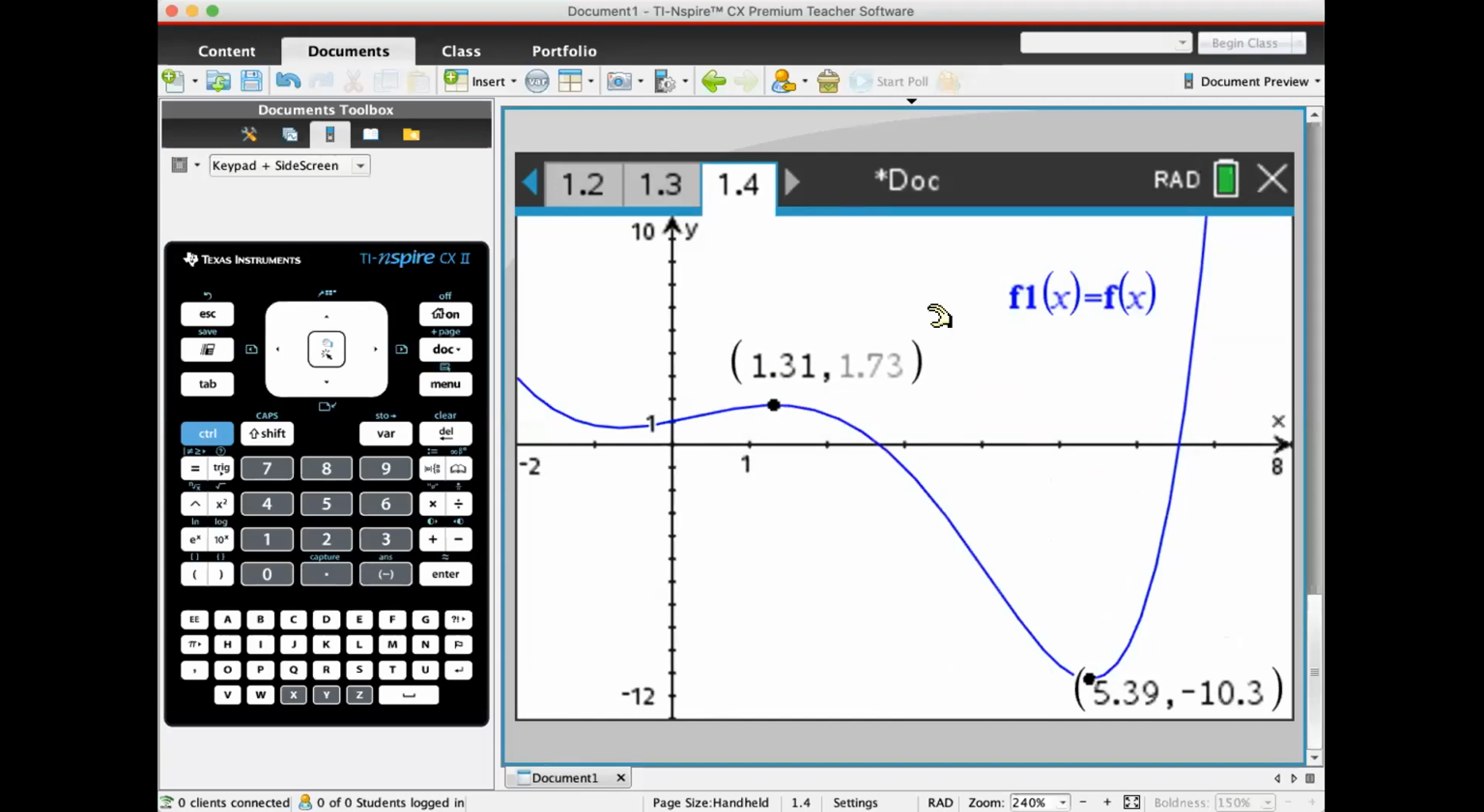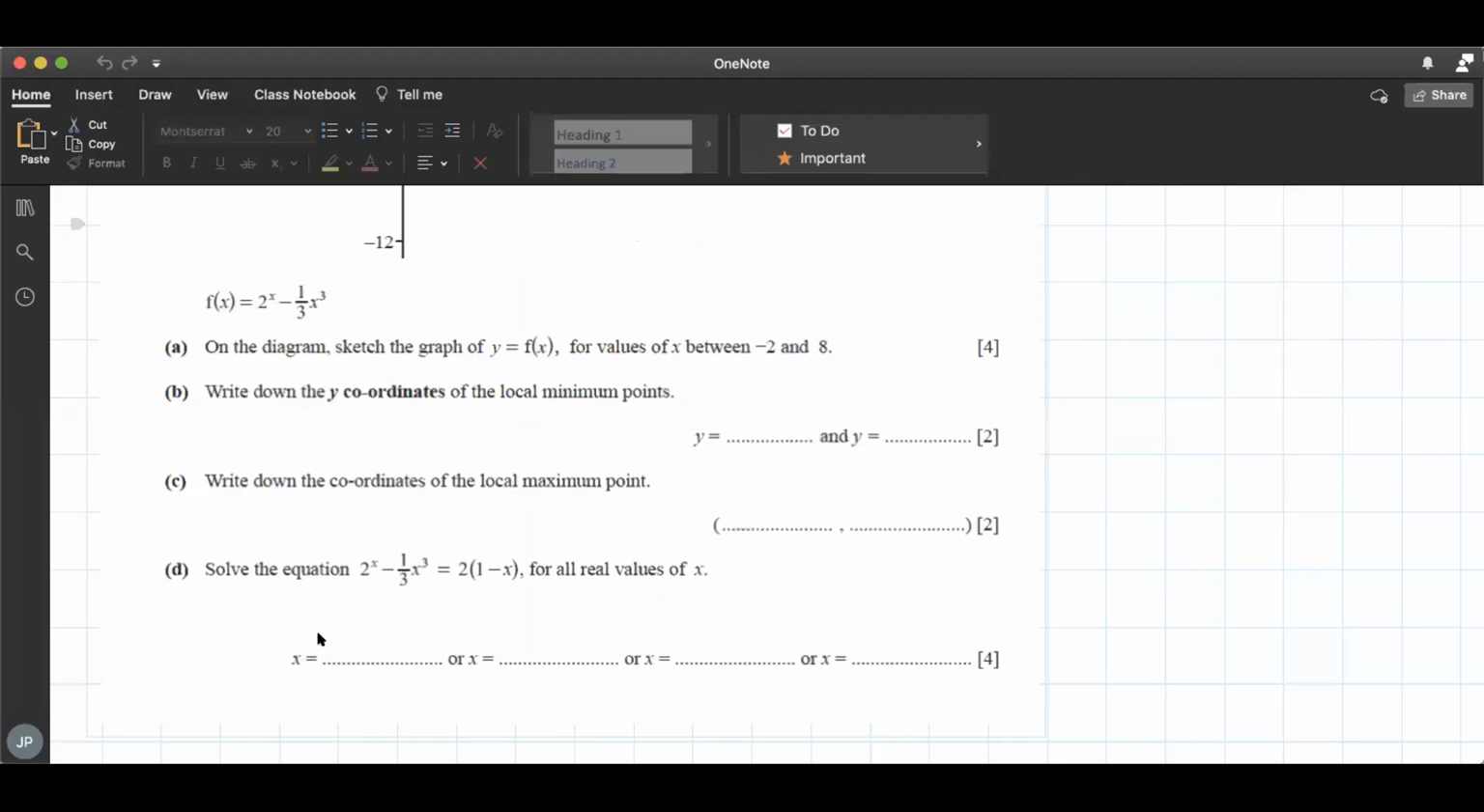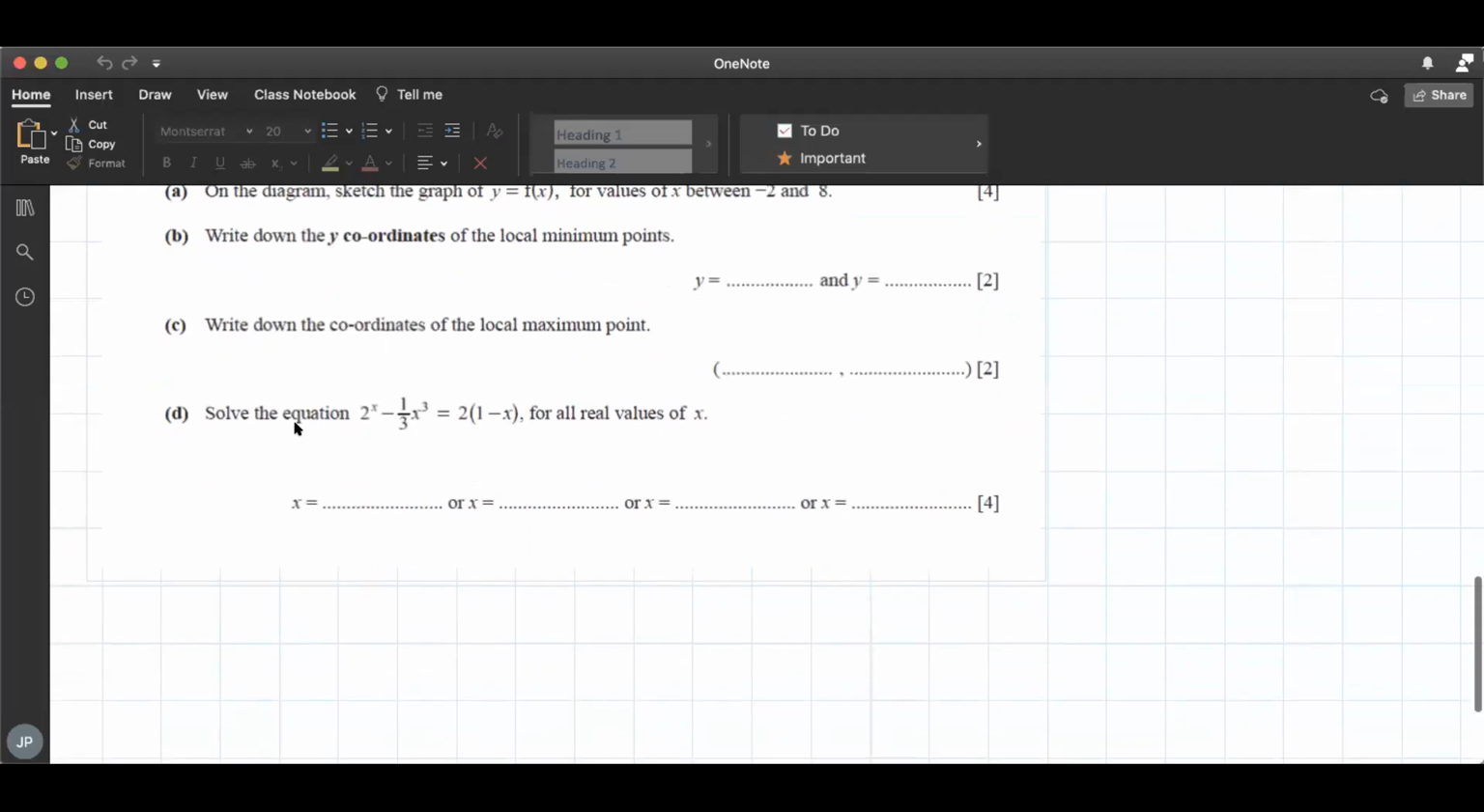The last part in that question was about solving the equation. Let me flash that question to you one more time. All right, so here you go. This is the question that we are trying to attempt. It says solve the equation.